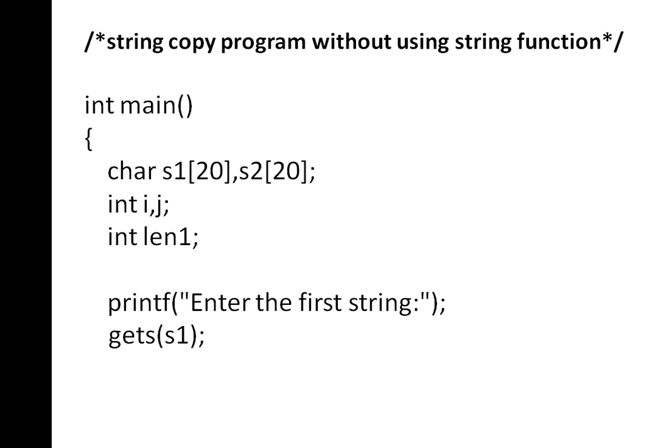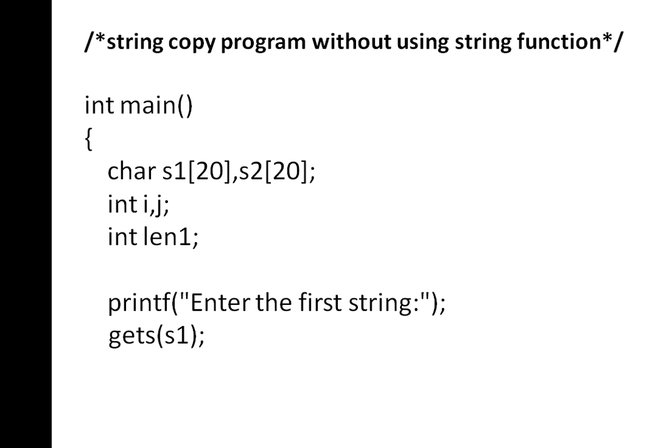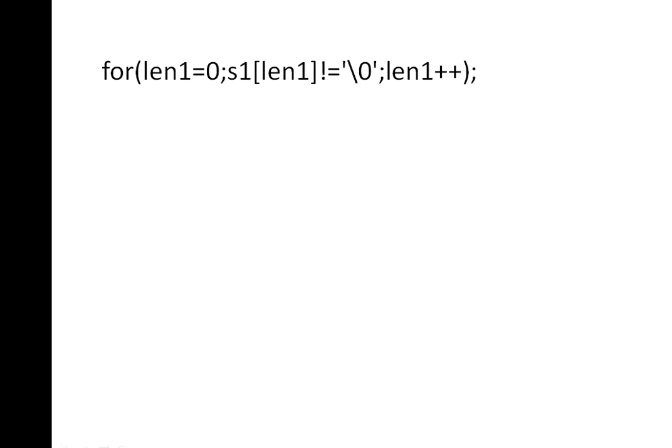Okay, so till now we are reading the first string. Then we calculate the length of the first string. If I am going to copy one string into another string, we need to know the length, right? So first we calculate the length of s1. I am using the second method. If I put a semicolon inside the for loop with the increment, it is easy for me to count the length. So len1 equal to 0, s1 of len1 not equal to slash 0, len1 plus plus. Now len1 contains the length of the first string.